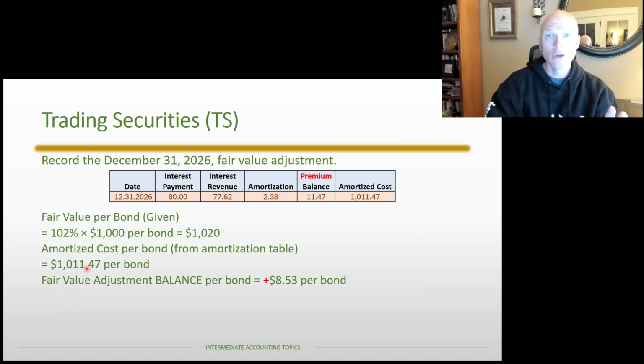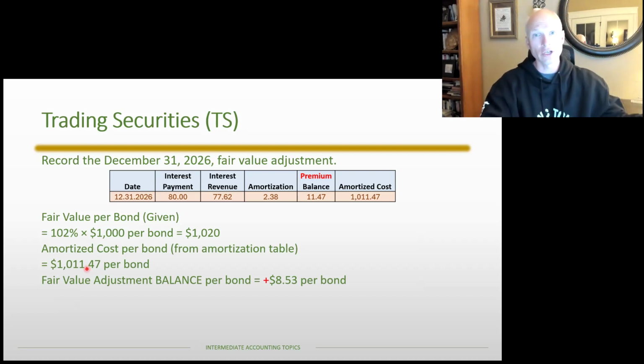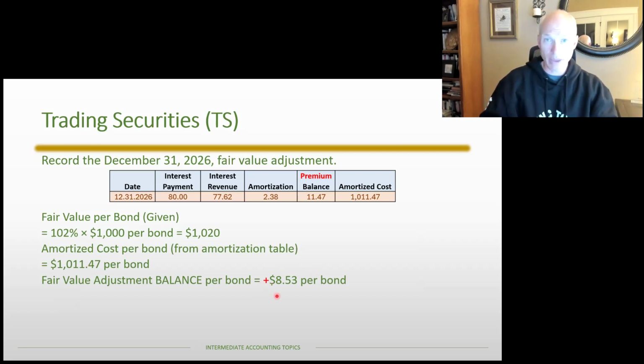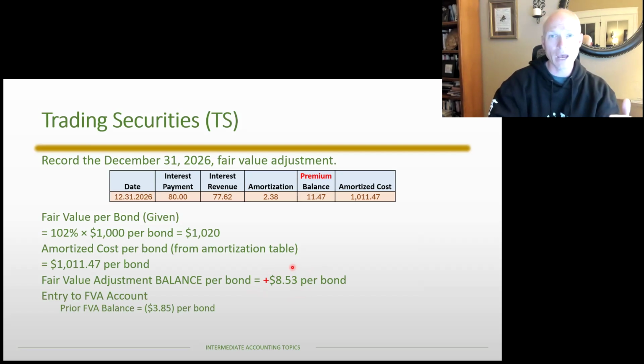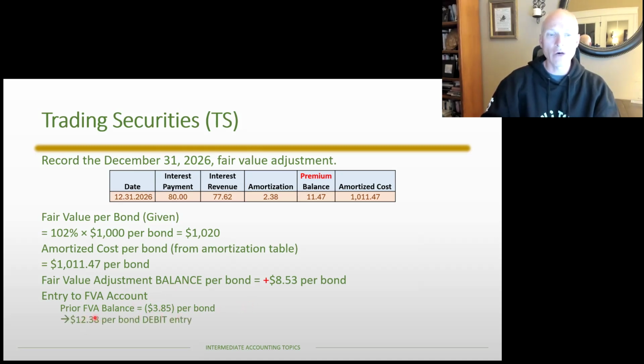But again, remember, whenever we've had a previous journal entry related to the fair value adjustment, the journal entry isn't the balance. This is the balance, but that's not the journal entry. The journal entry is the change in the account. So we need to compare this balance to the prior balance. Now, the last time that we made an adjustment to these 250 bonds was on 12/31/2025. At that time, the balance was negative $3.85 per bond. And so the change is $12.38.